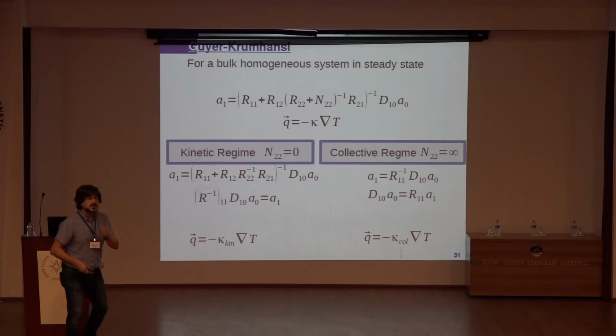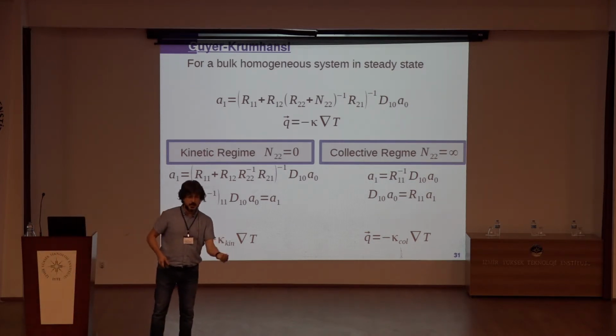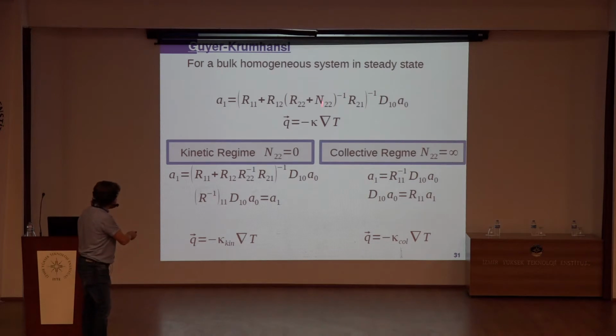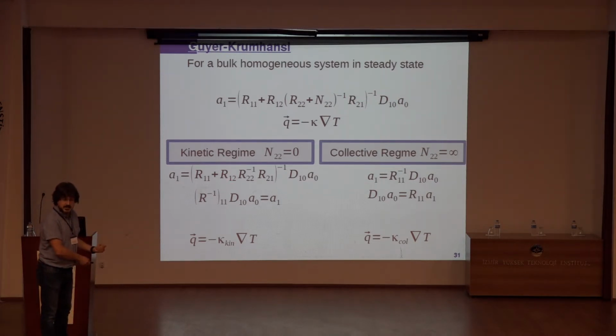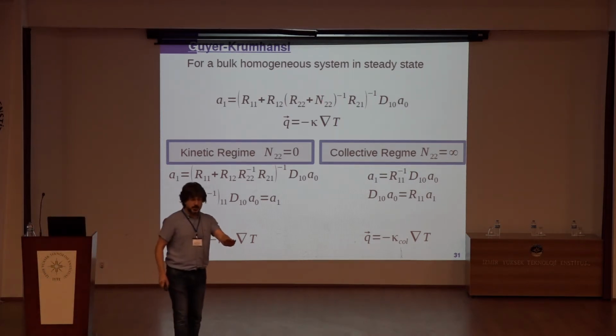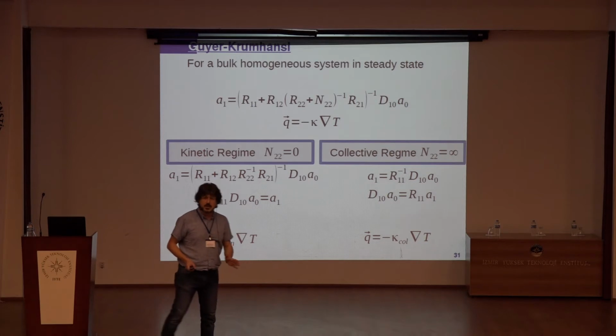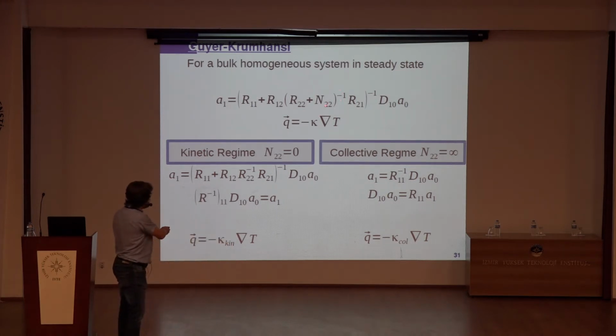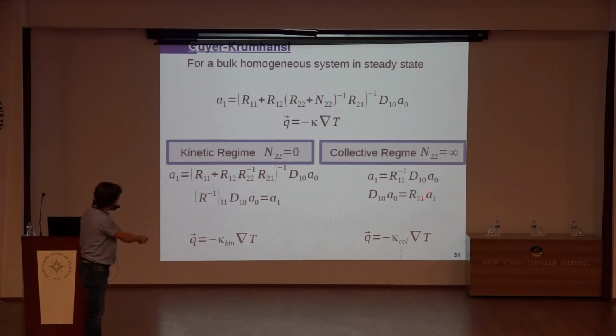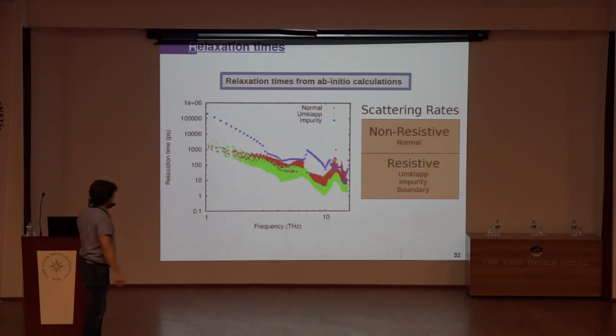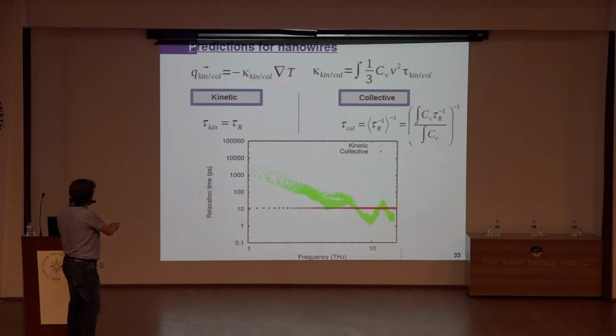And from this, we can start to think about what happens if normal collisions are not important. If normal collisions are not important, N22 is equal to zero, and what we get is the inverse of the original matrix. And what you get if N22, that is normal collisions, are extremely important, it means that between two resistive ones, you can have hundreds of normal collisions. When you do this, this will go to infinity, and you will get the removal of this second term, and you will get this.